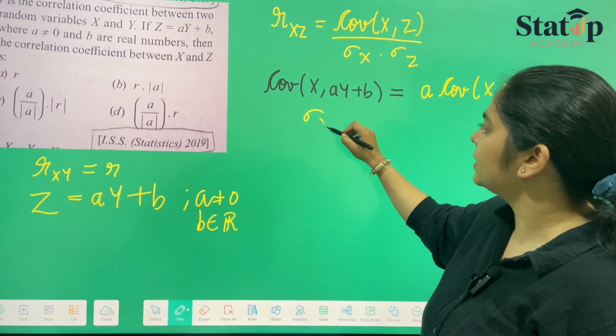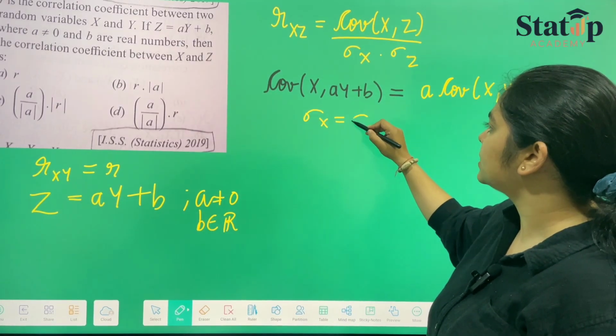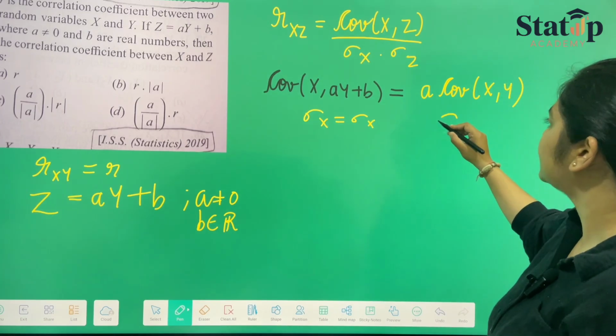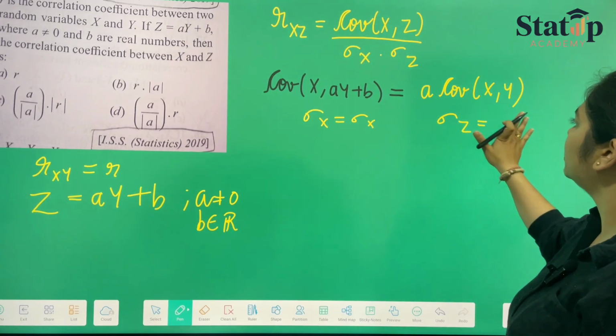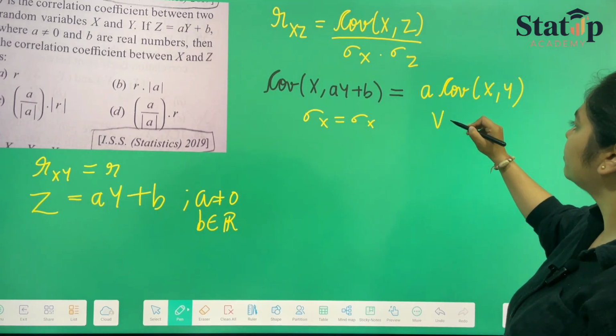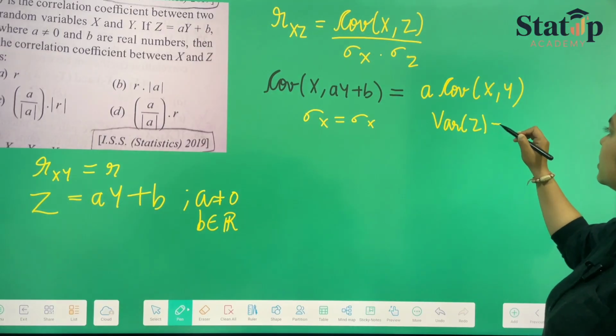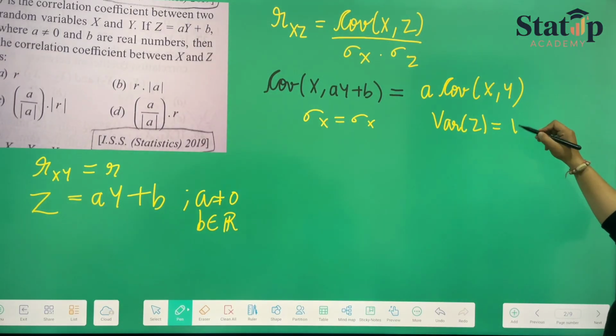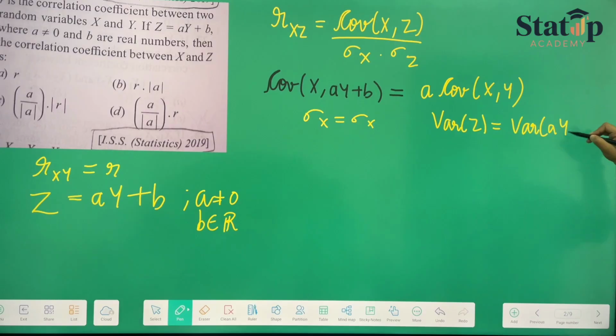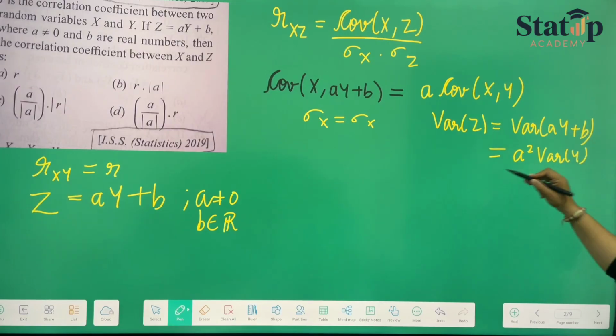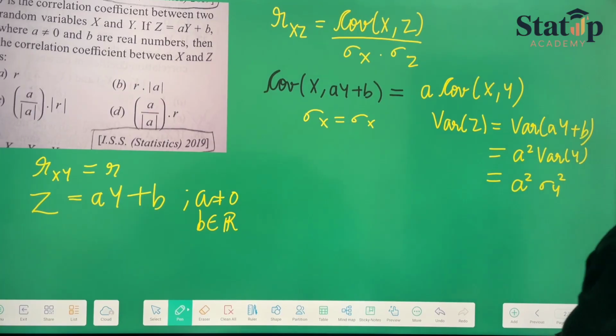So covariance between X and Z will be A into covariance of X and Y, and standard deviation of X is equal to standard deviation of X only, and for standard deviation of Z, we can say that variance of Z is equal to variance of AY plus B. When we take the variance, it will be A square into variance of Y, which we can denote as A square into sigma Y square. Okay, so this is how we denote it.